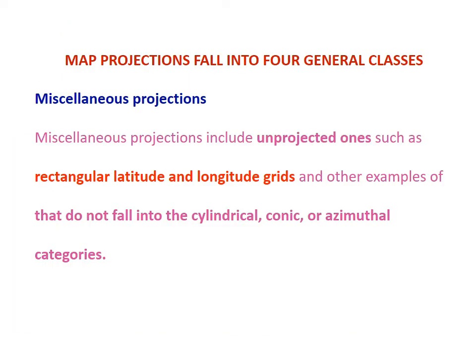And the last type of projection is the miscellaneous projections, which includes unprojected ones such as rectangular latitude and longitude grids and other examples that do not fall into the cylindrical, conical or azimuthal categories.